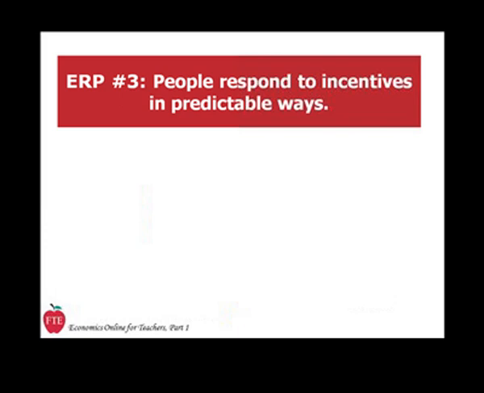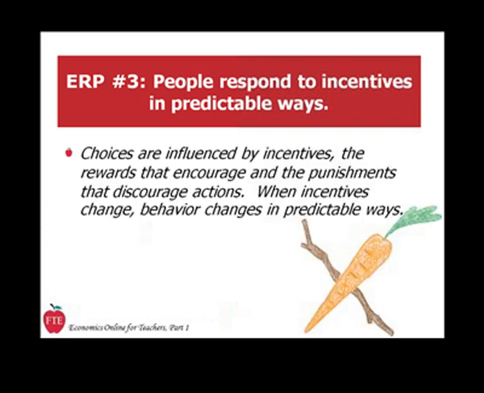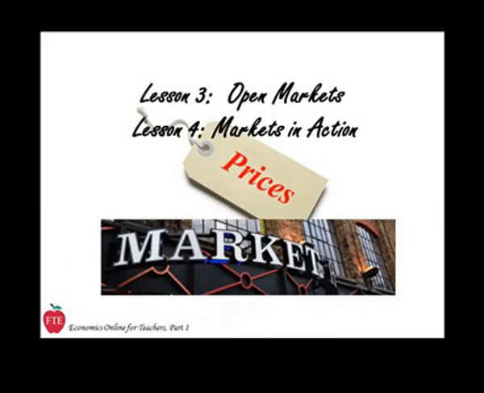Economic proposition number 3, people respond to incentives in predictable ways, builds on our understanding that people weigh benefits and costs when making choices. And it sends us searching for the carrots and sticks that influence them. Lessons 3 and 4 dissect the role of a very powerful, very predictable incentive, price, in shaping people's behavior in markets, both as suppliers and consumers.